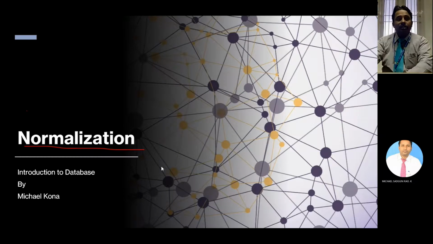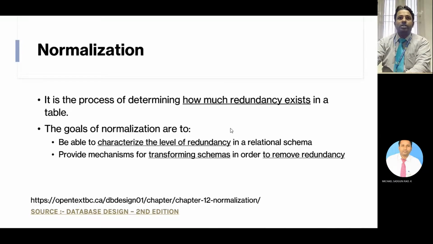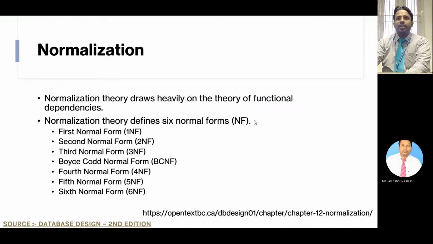As we discussed in another video, normalization is used to reduce the redundancy, and that is the main focus of normalization. Here we use functional dependencies, so we should know the functional dependencies. What is a functional dependency? There is a functional dependency X to Y. X is the determinant, Y is the dependent.